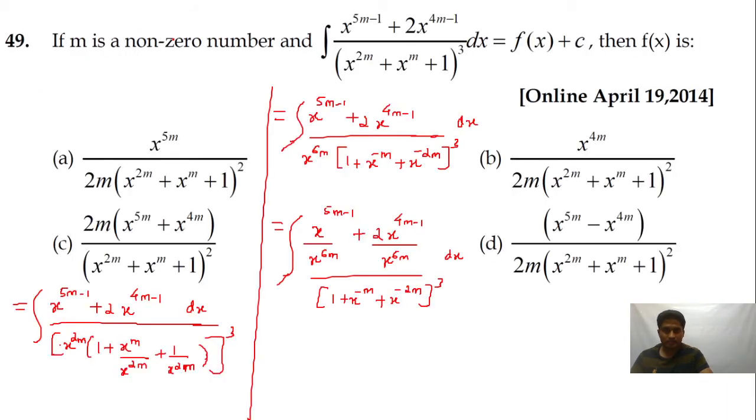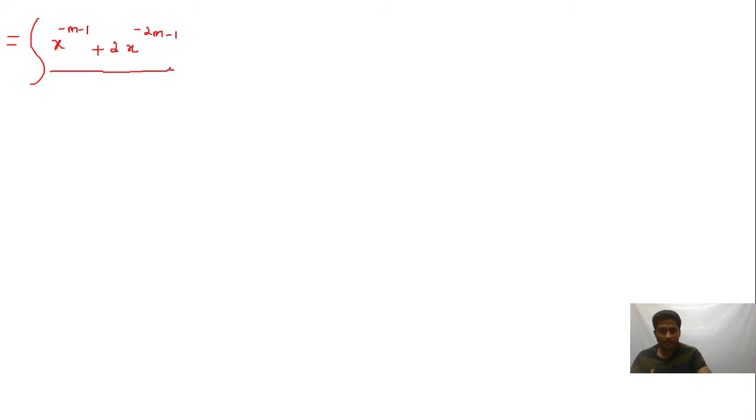Now if I take this to numerator, this is x to the power of minus m minus 1, and then plus 2 into x to the power of, I take this to numerator, you get this as minus 2m minus 1, and then whole divided by 1 plus x to the power of minus m plus x to the power of minus 2m, and this is whole cube, and then dx.